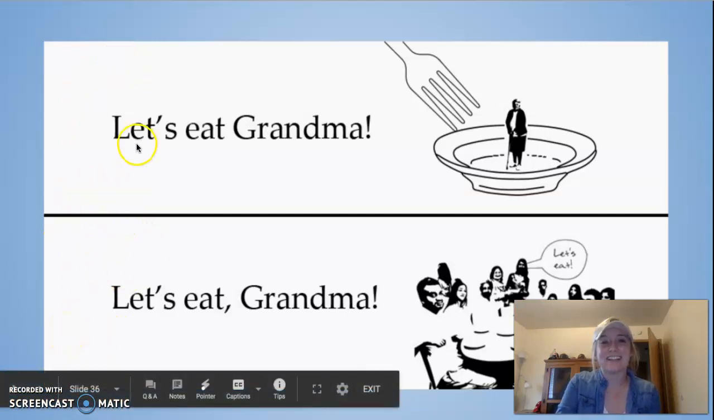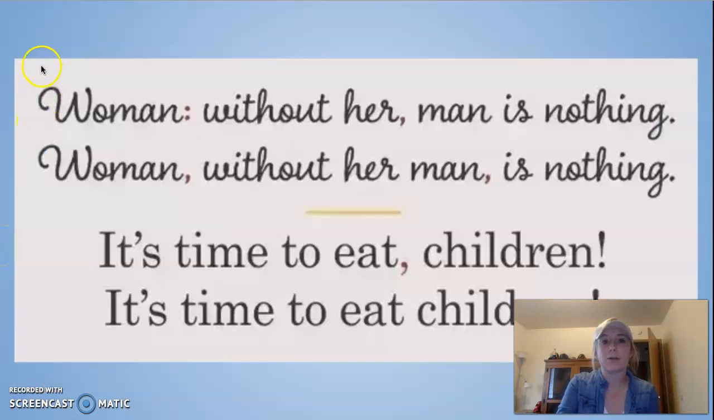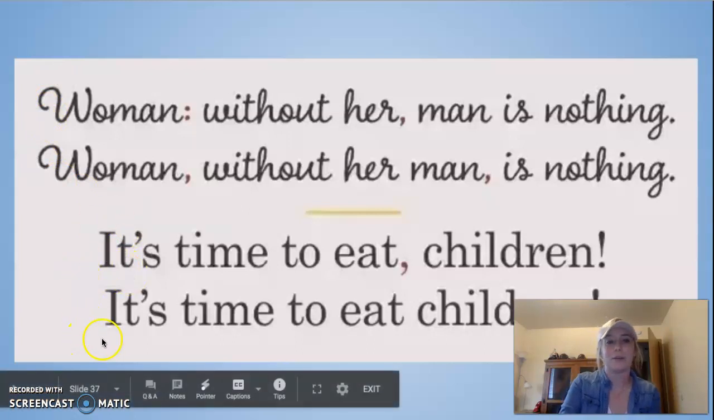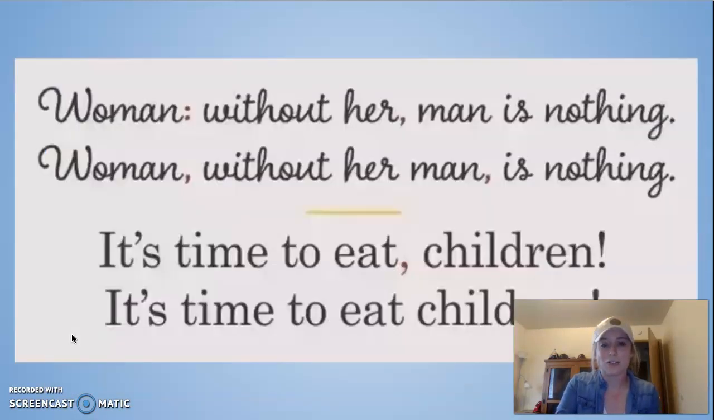That definitely is a great example to show your students of how punctuation completely alters the meaning of a dialogue. Here's another example: "woman without her man is nothing," or "woman: without her, man is nothing." Another one is "it's time to eat children," or "it's time to eat, children." Again, thrown into a completely different horror category with your writing. And so students, especially with this grandma one, they're gonna giggle, they're gonna be like, oh, they ate grandma. So I definitely think that you should point out to your students that your punctuation and your dialogue can greatly alter the meaning.